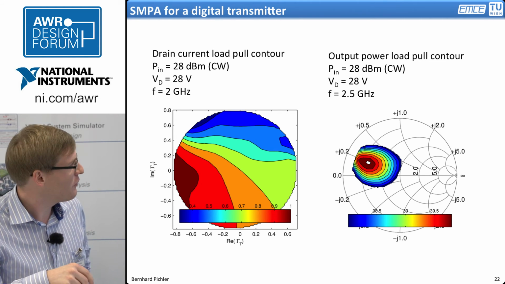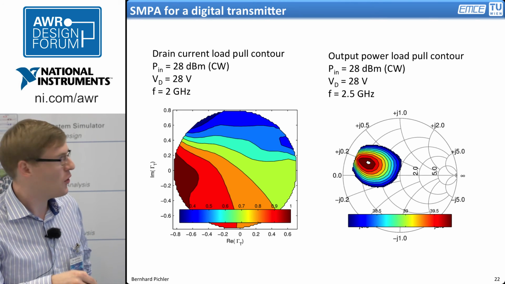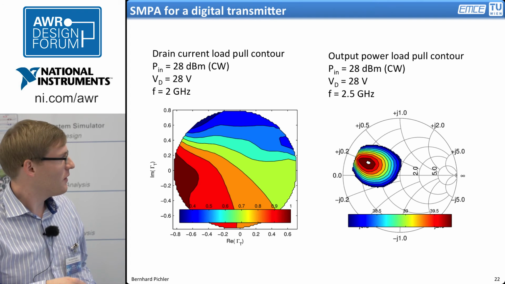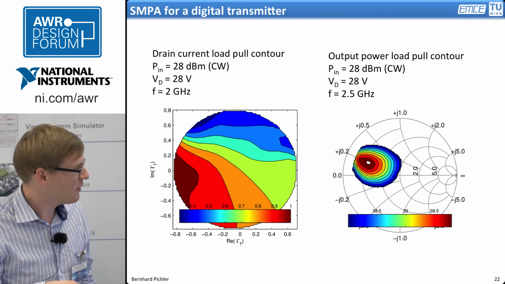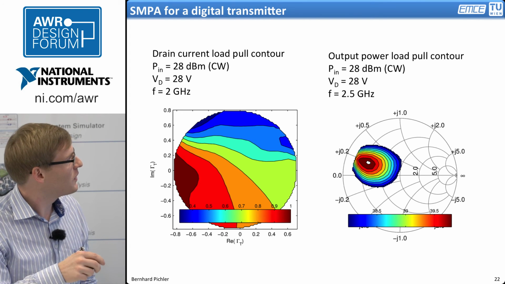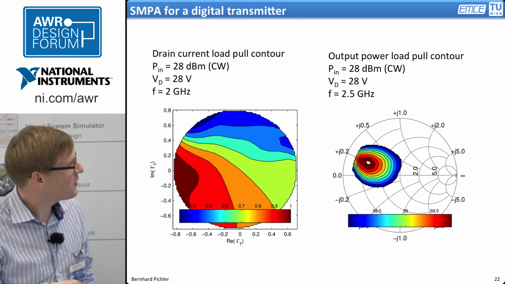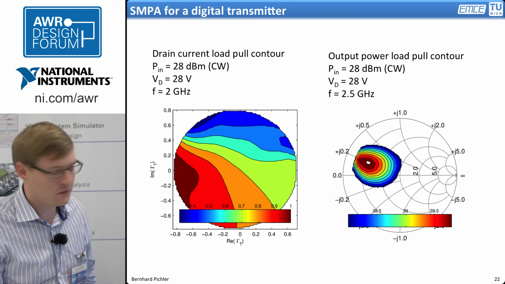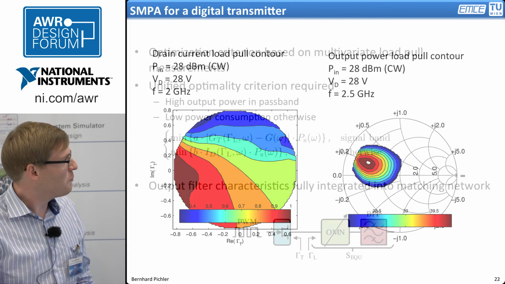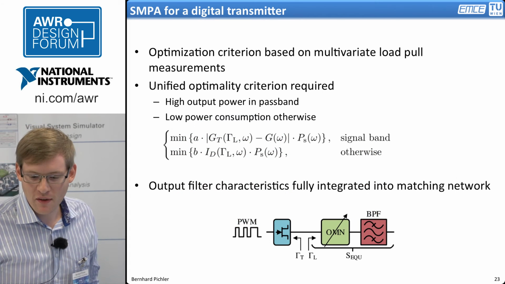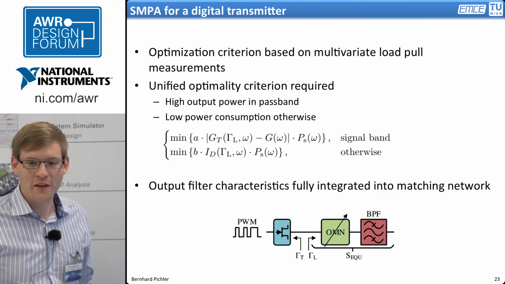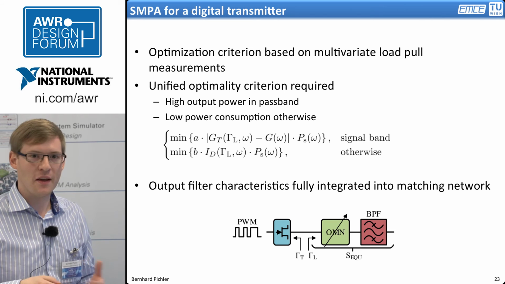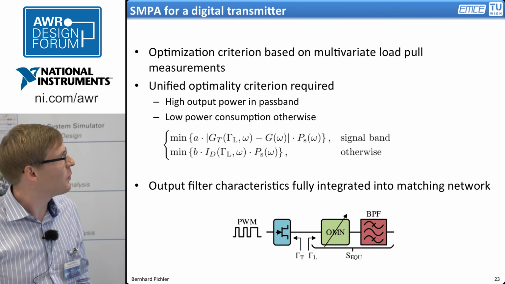This is by more than a factor of 5. So you can use terminations which are better for power consumption than other terminations. Because the drain voltage is constant, this drain current equals the power consumption of the transistor. So based on these load pull measurements, some optimality criterion has to be defined to build this amplifier, to design your cost function for the optimizer process.